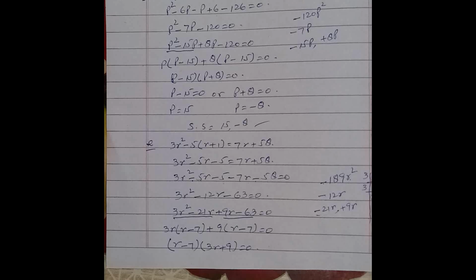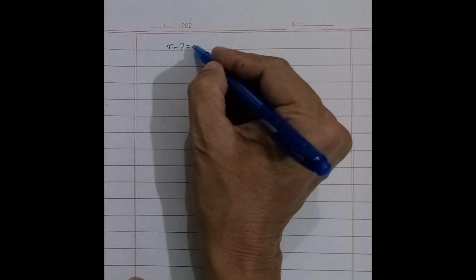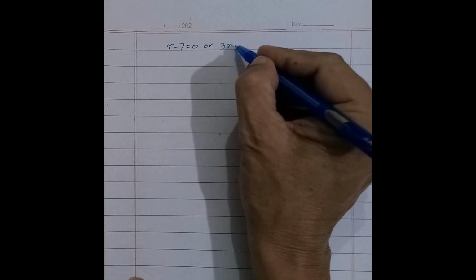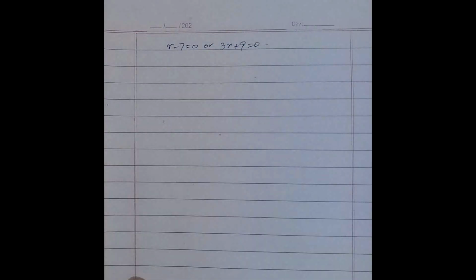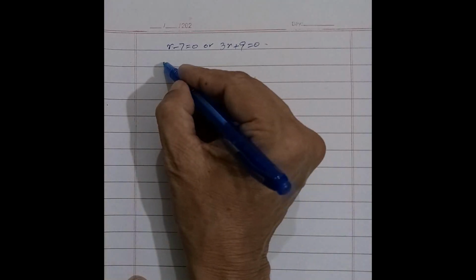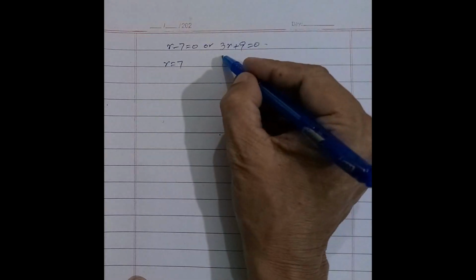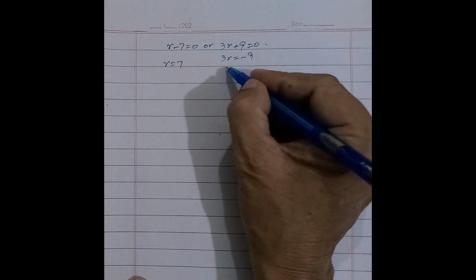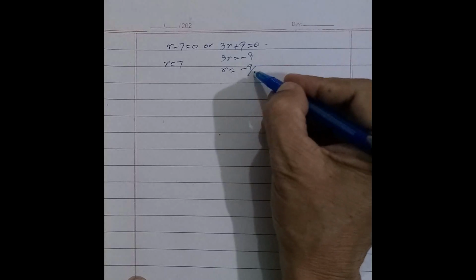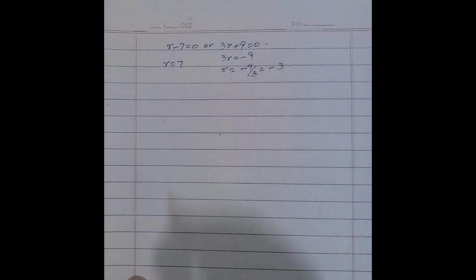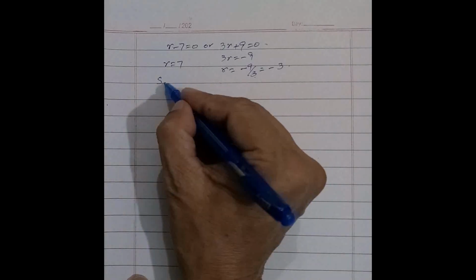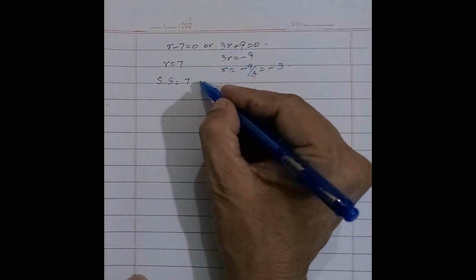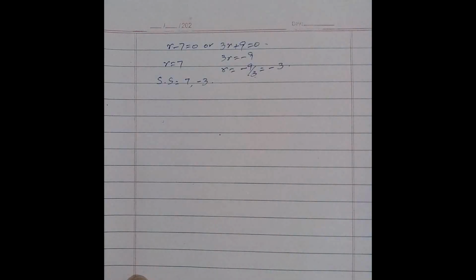Now we put both the values equal to 0. To find the value of r, r minus 7 is equal to 0, 3r plus 9 is equal to 0. Simplify them, we get r is equal to 7, and the other value is 3r is equal to minus 9, and r is equal to minus 9 over 3, which is equal to minus 3. Hence the solution set of this question is 7 and minus 3, which is the answer of part E.